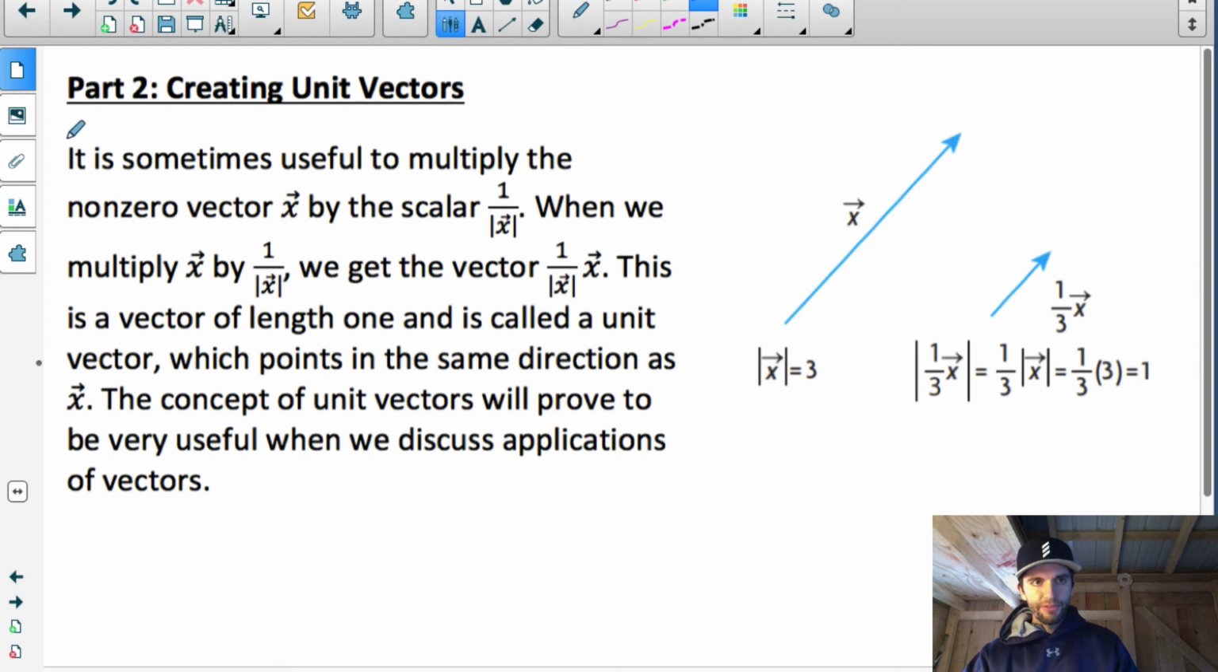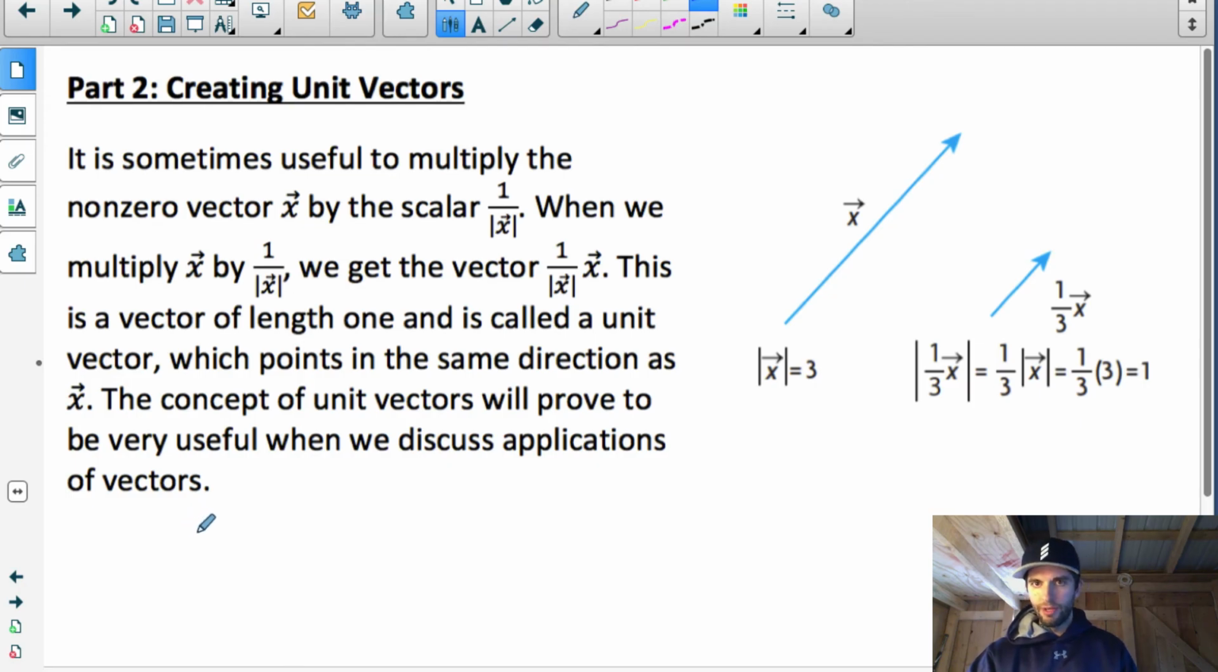So let's read this together. It is sometimes useful to multiply a non-zero vector x by a scalar 1 over the magnitude of x. When we multiply vector x by 1 over its magnitude, we get a vector that has length 1. This is a vector of length 1, and it's called a unit vector. It goes in the exact same direction as vector x, but we've manipulated its magnitude to become a magnitude of 1.